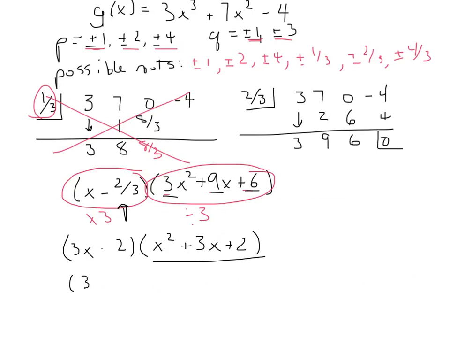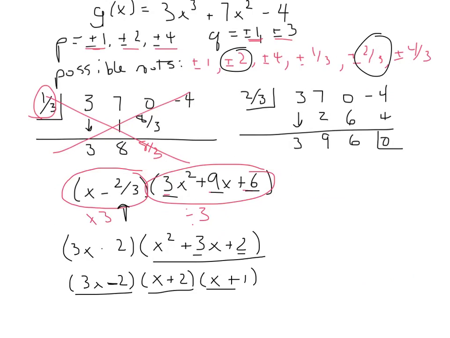So I'll get 3x minus 2 times, well, here I need numbers that multiply to 2 and add to 3. Those are 2 and 1. And here we are factored completely. And this first term gives me an x-intercept of 2/3, which I had right here. This gives me a -2, which I had right here. And this gives me a -1, which I had right here. So all of my rational roots were in the original list, but I didn't need to use the rational roots theorem once I got here. I could just factor as I already knew how.